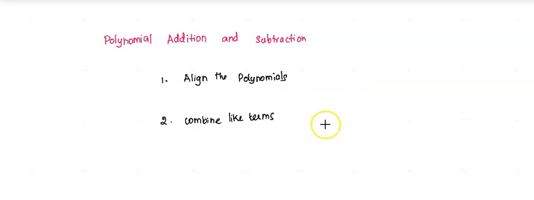Okay. Here is the summary for polynomial addition and subtraction. First important thing is we need to align the polynomials. That is, we have to write each polynomial with like terms aligned. If you are a beginner, you can write it in columns. Once you get enough practice, you can do it directly. Or if you're comfortable writing it as is, you can do that. Next important step is combining like terms. Combining like terms means adding the coefficients of like terms.